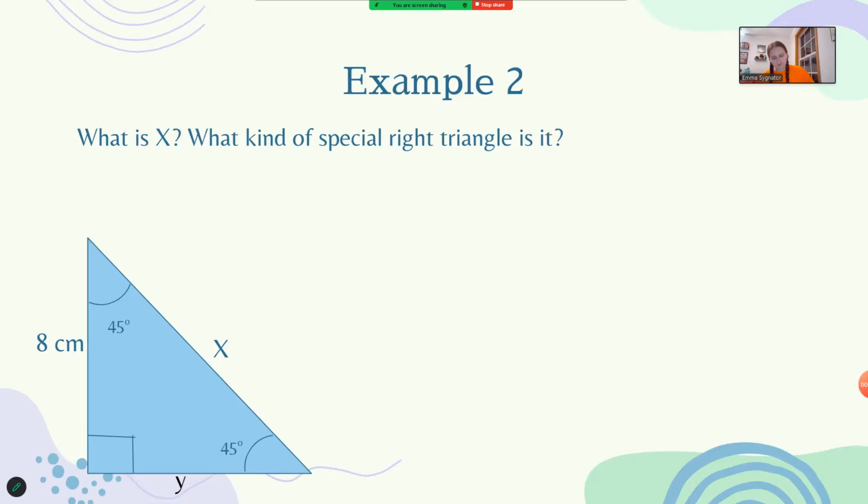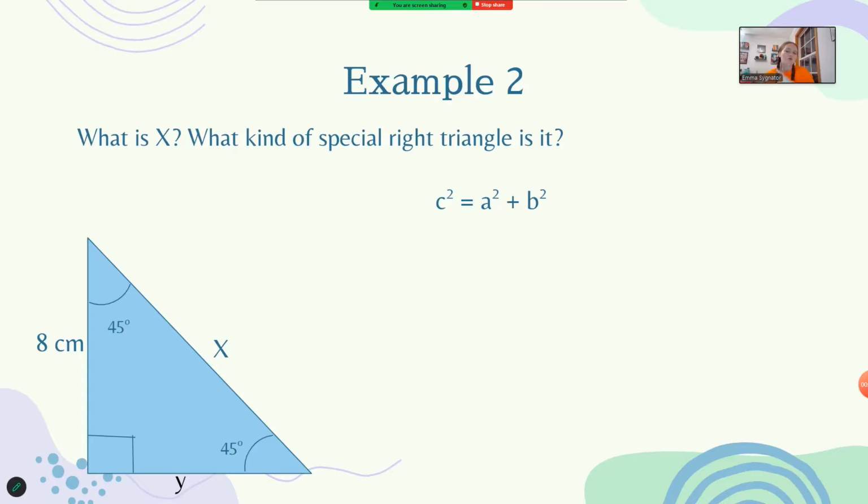So for number 2, it is again asking what is x and then what kind of special right triangle it is. So we have the basic formula. And now what does c equal? Oh wait, actually, with this specific question, we are going to first figure out what type of special right triangle it is. Because as you can see in the picture, there's both a y and an x. So we got to figure out what to do. So let's first figure out what type of triangle it is.